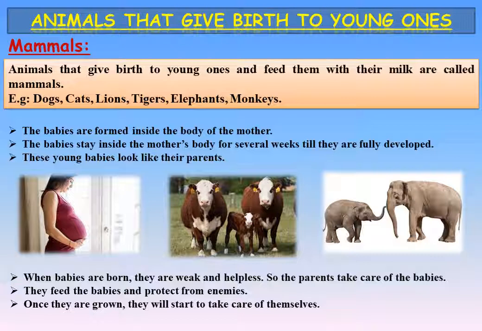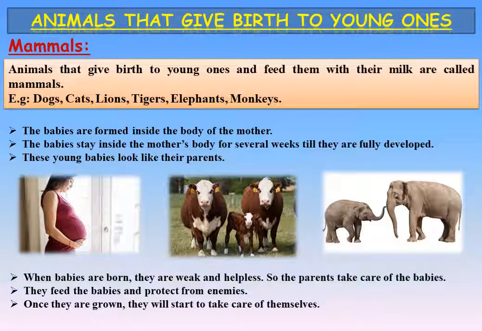Dogs, cats, lions, tigers, elephants, monkeys, all are mammals. What is the definition? The animals that give birth to young ones. Human beings, simply we can imagine, we are born when our mother gave birth to us, right? And we drank the mother's milk also. So, such animals are called mammals.